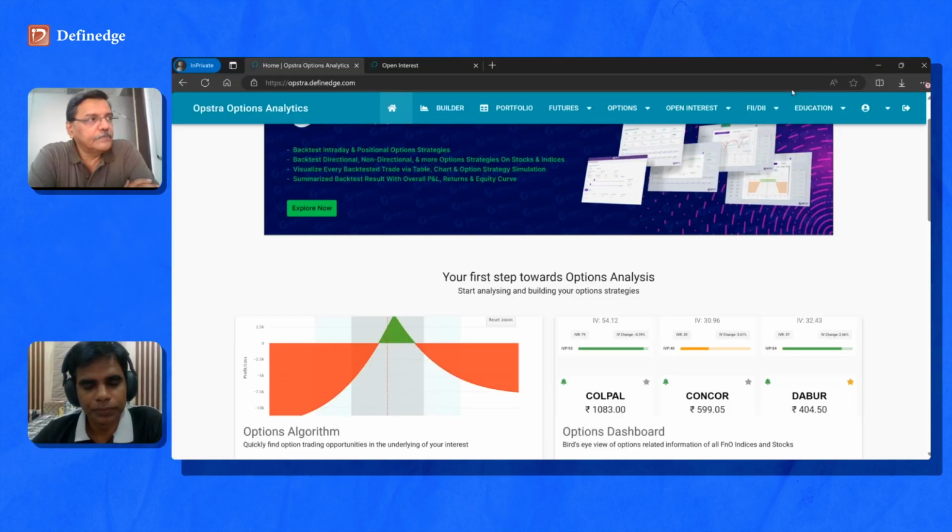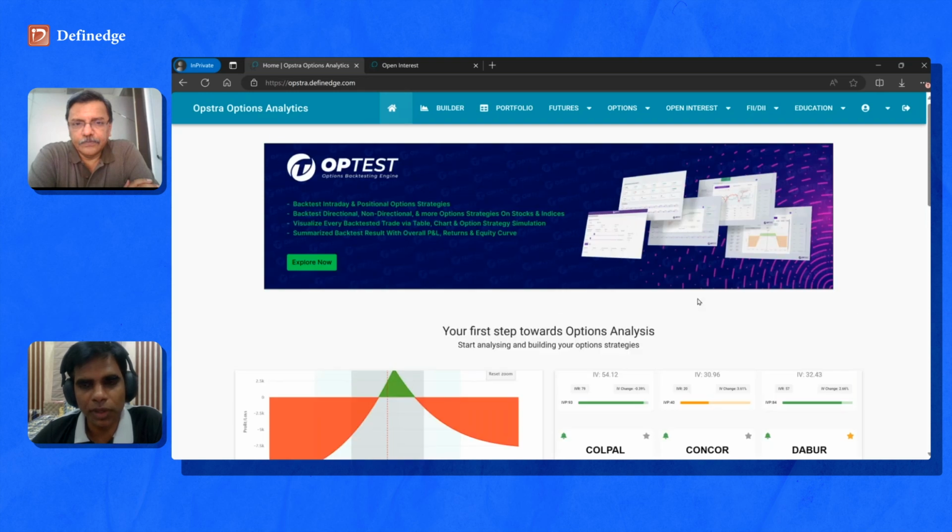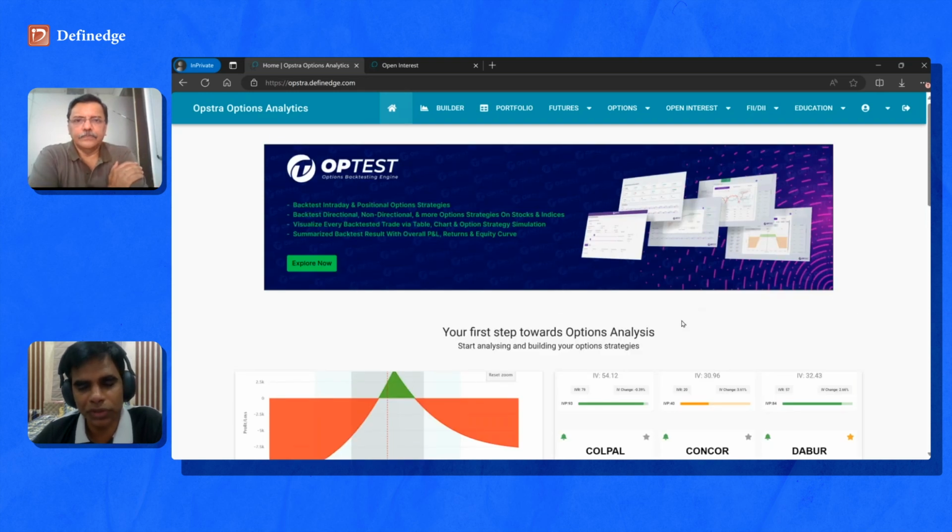Welcome, Raghunath. Hi. Thank you, AP. So I'm going to share my screen. As you know, we have been introducing a lot of new features in Opstra. And as part of that, we have already introduced, but haven't talked about it yet, a feature called Unusual Options Activity.